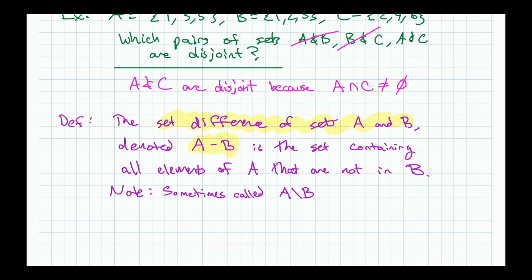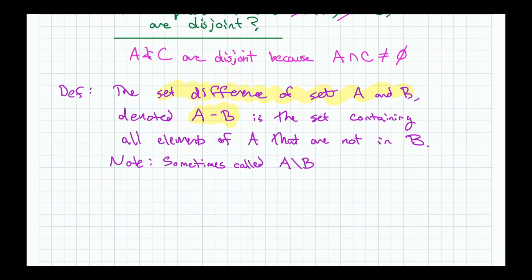Okay, so something that I didn't say before the iPad died was that we have this set difference, which we write A minus B, and it's the set containing all elements of A that are not in B, but there's an alternate notation for it that's right here. So sometimes it's written this way, and that's also the set difference. This means exactly the same thing as A minus B.